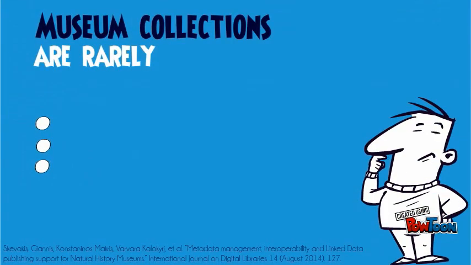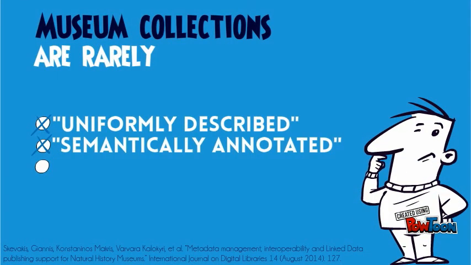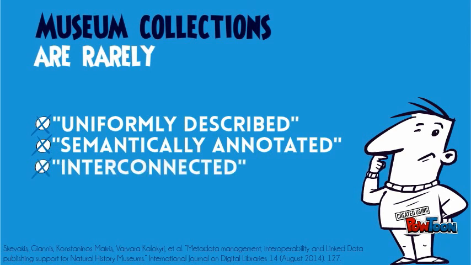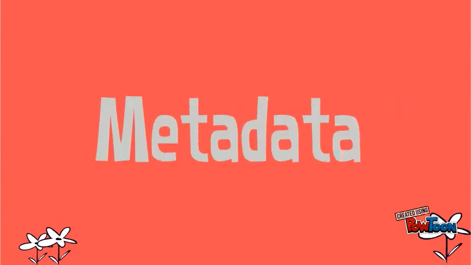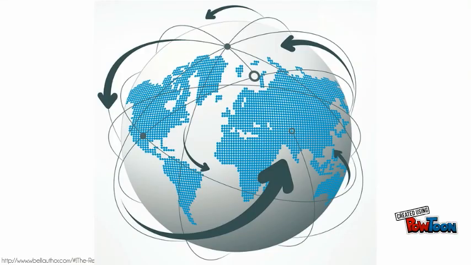In fact, many museums have yet to uniformly describe and semantically annotate their content according to international standards, or interconnect their digital libraries, so there's still a lot of work to be done here. All of that being said, throughout the course I've learned that metadata is comprised of rules for the formatting, representation, storage, and exchange of content. Ultimately, metadata is the key to sharing and access.